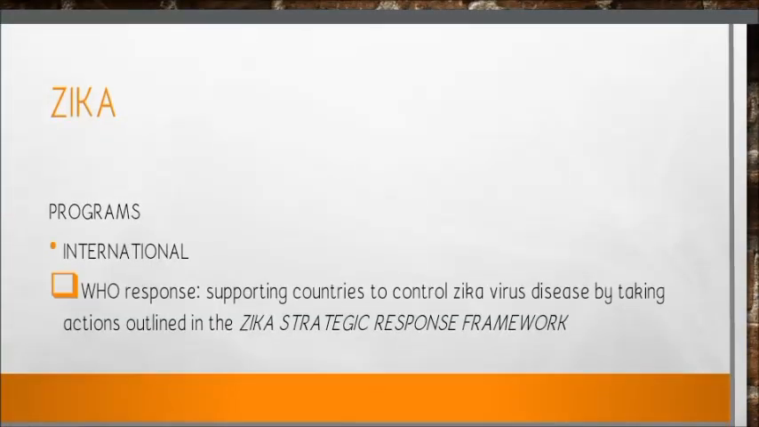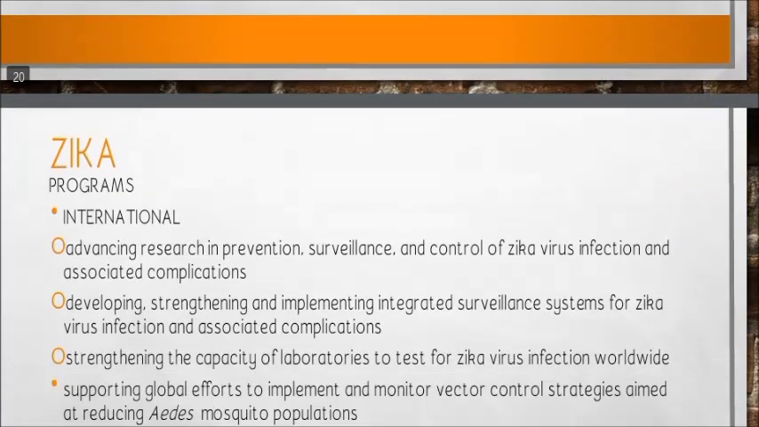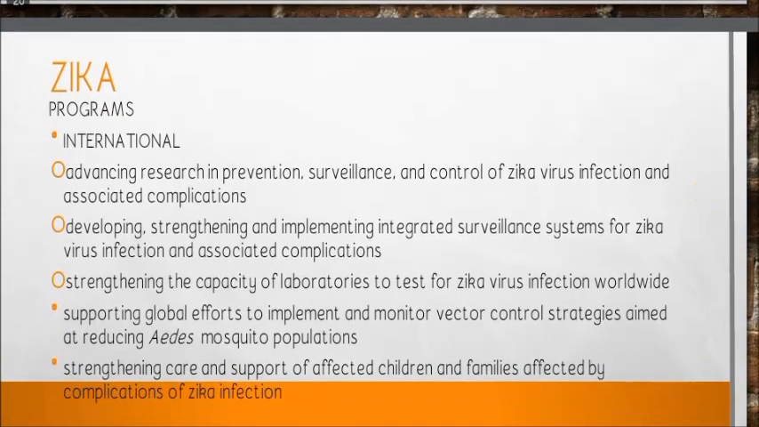So what are the programs? Internationally, the World Health Organization is very active. They support countries to control Zika virus disease by taking actions outlined in the Zika Strategic Response Framework. So they really made a framework against Zika virus. These are some of the guidelines stated in the framework.